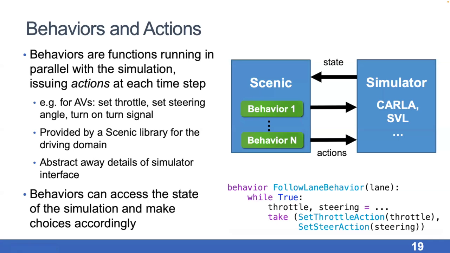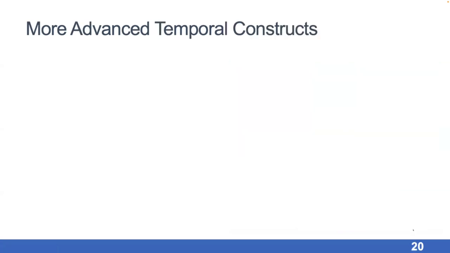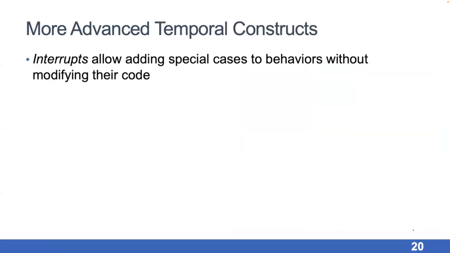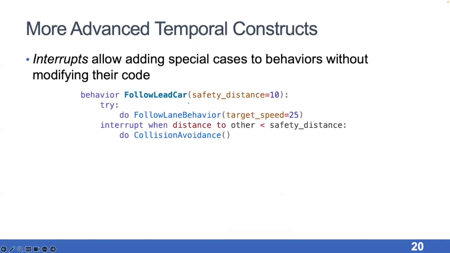So that would be an example of a simple kind of behavior where we're just taking these two actions every time step, and the parameters to those actions, like the numerical throttle and steering, we could compute based on the world state. SCENIC has a bunch of other things you can do to make it easy to write more interesting behaviors. So for example, interrupts allow you to modify an existing behavior without having to actually get in and change its internal code. So here's an example of that.